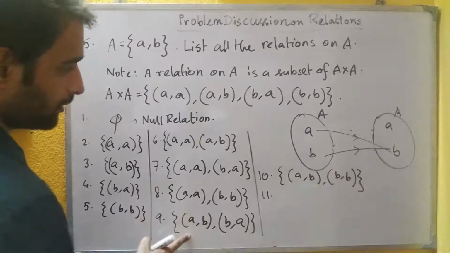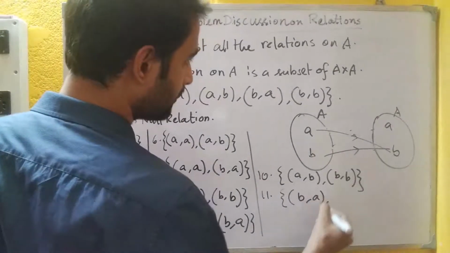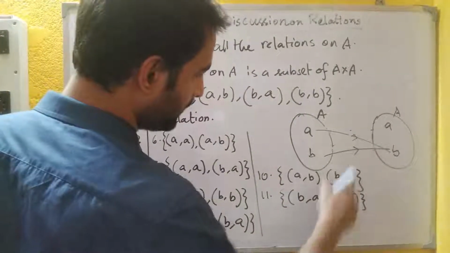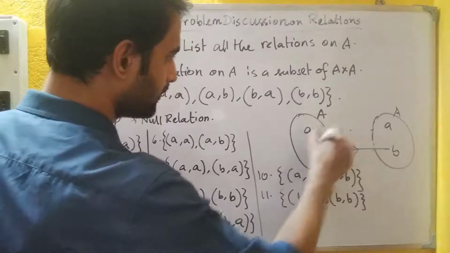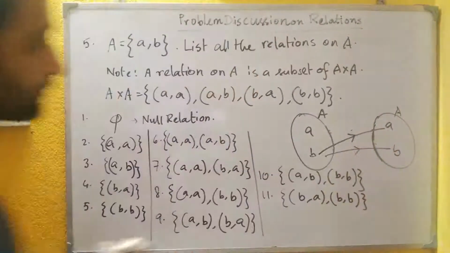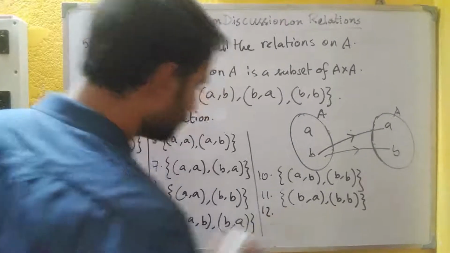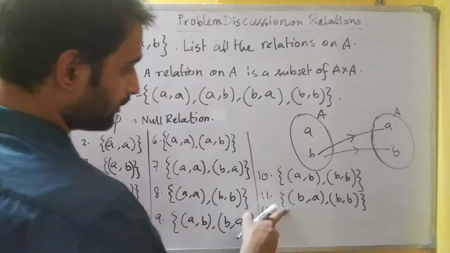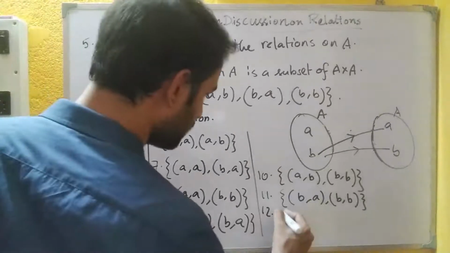So starting with AB, it's done. Now we take BA and the element will be this. So BB is there, it is already there. Another element is BA. That means here B is related to A like this. Number 12. So see here, all the two element subsets are done. Now we have to take three element sets.